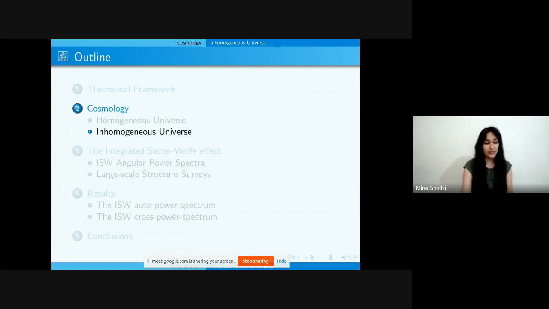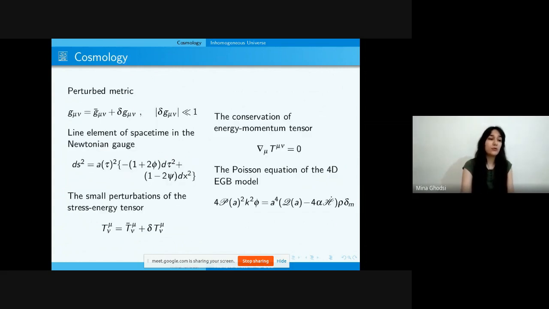Okay, but we can see galaxies when we look up into the sky. So we need some inhomogeneities in smaller scales to explain these structures. For this purpose, we assume the perturbed metric like this, where this is the background metric, and this is a small perturbation. Moreover, we need a line element of the spacetime, and we choose it in the Newtonian gauge. Okay, if we consider a small perturbation of the stress energy tensor like this and put it into the conservation of energy momentum tensor and a little calculation, we can obtain the Poisson equation of the 4D GB gravity. We need this phi later.